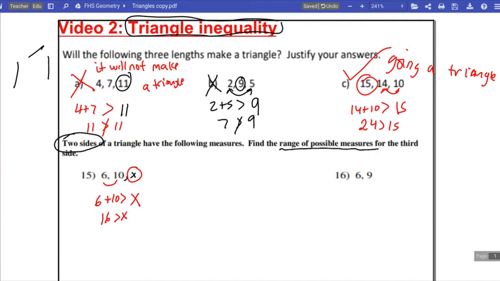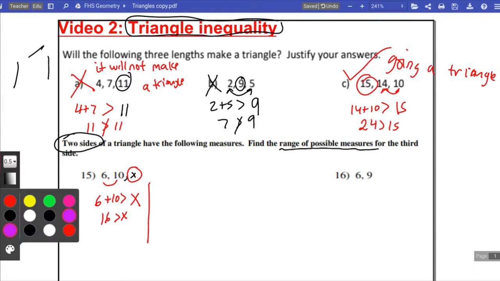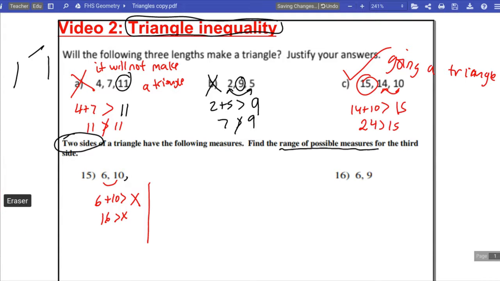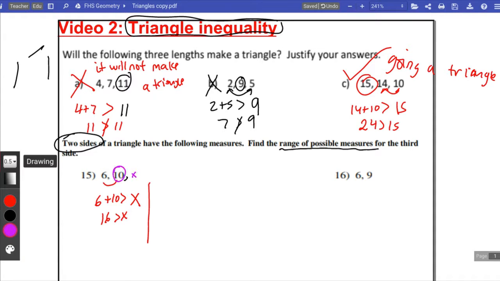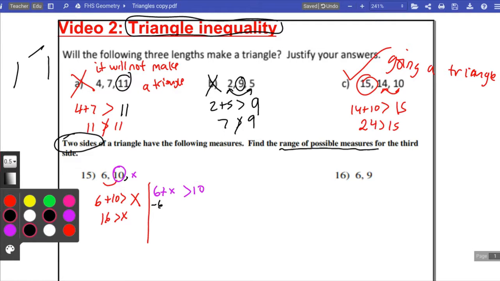Just keep it right there. Let's try another one. What if 10 was the biggest number? All right, cool. Let's do that. So 10 is the bigger number. Write it right here. Then you have to do 6 plus X, right? So that means you do a little bit of math here. You subtract 6 on both sides. X is greater than 4. So our 2 possibilities are right here.